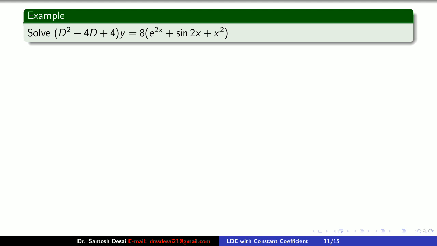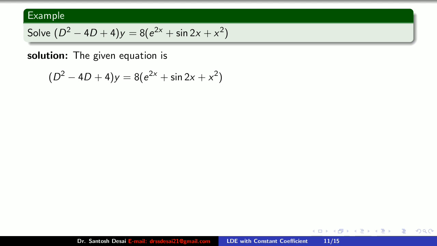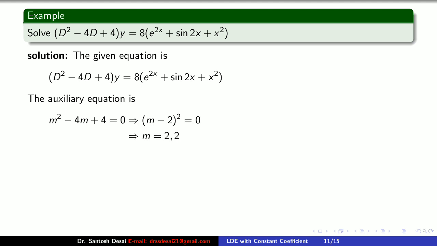Let us take d square minus 4d plus 4 y is equal to 8 into bracket e raised to 2x plus sine 2x plus x square. Now again the procedure is the same. First we find the complementary function. So for that, from the given equation write the auxiliary equation. So we get m square minus 4m plus 4 is equal to 0. It is a quadratic equation. One can write it as m minus 2 bracket square is equal to 0, and this implies m is equal to 2.